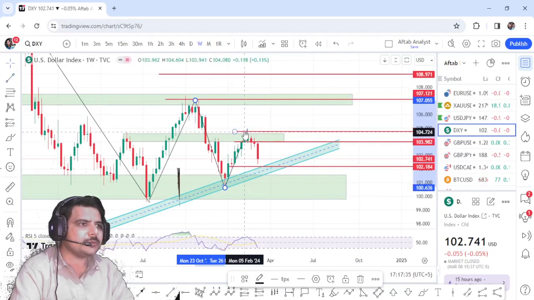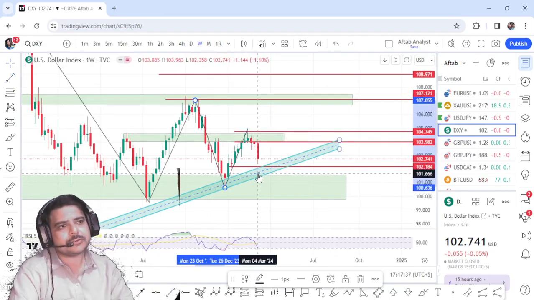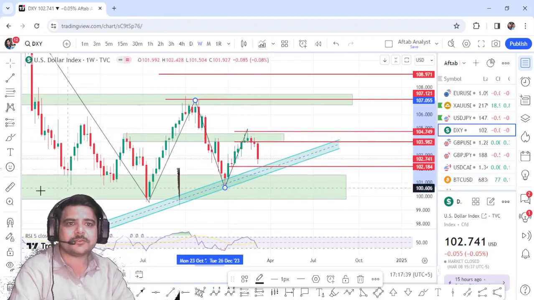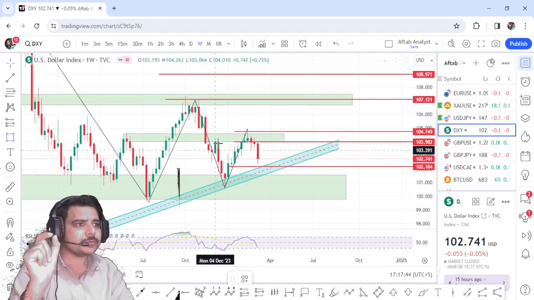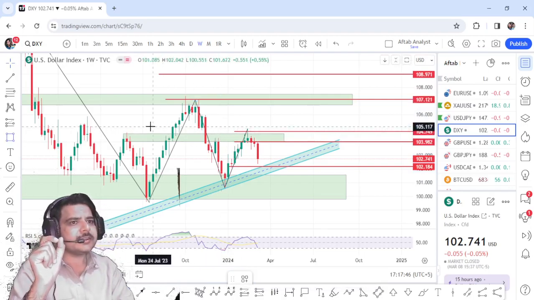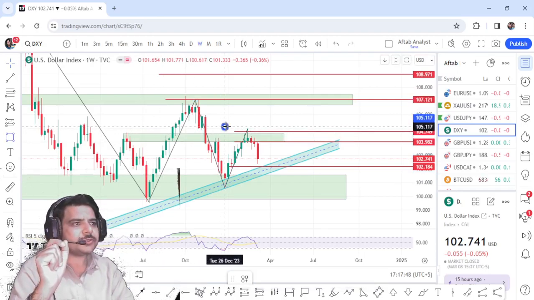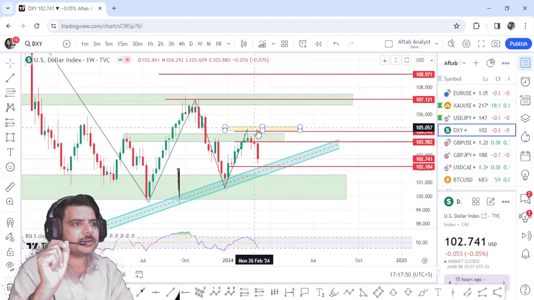So it dropped, then 104, and from 104 it also dropped. Why it dropped from here, I will be explaining that, and this is a learning curve for all of you who are struggling with making profits on a regular basis. What is so special about this zone?